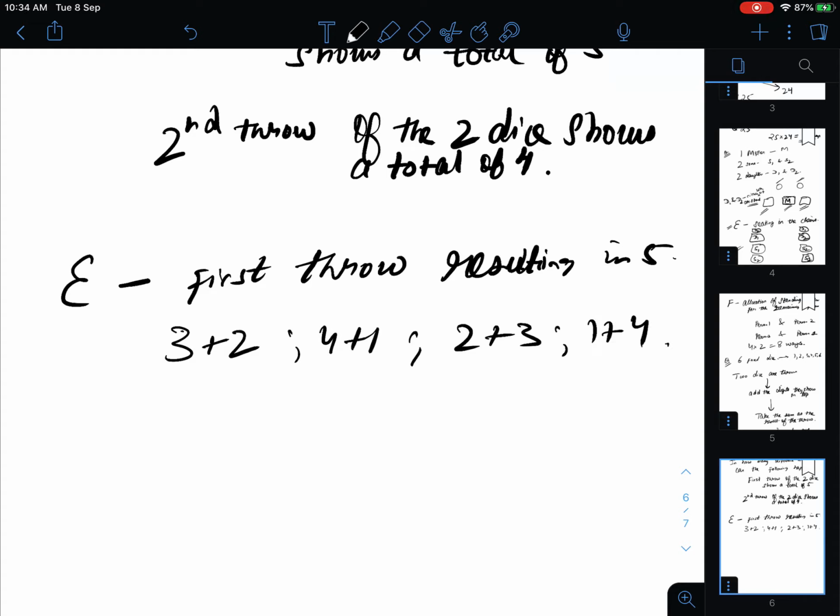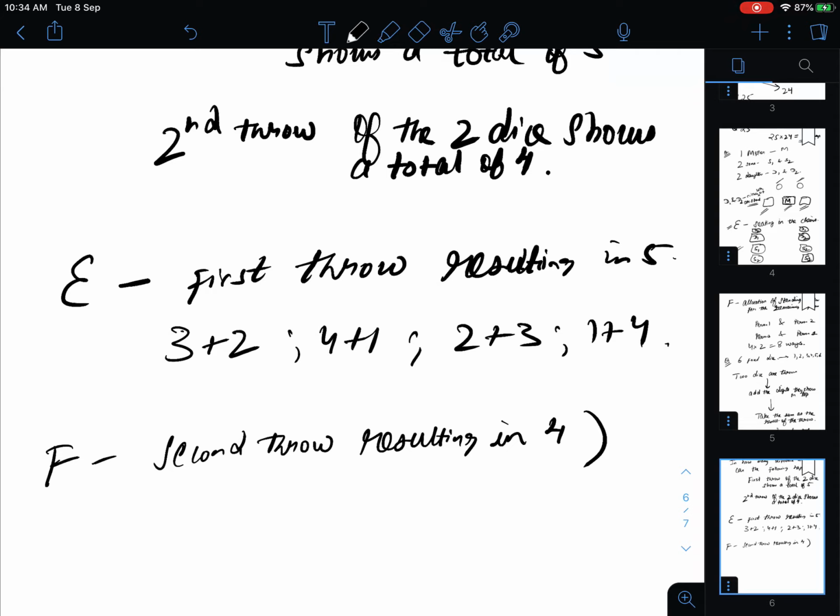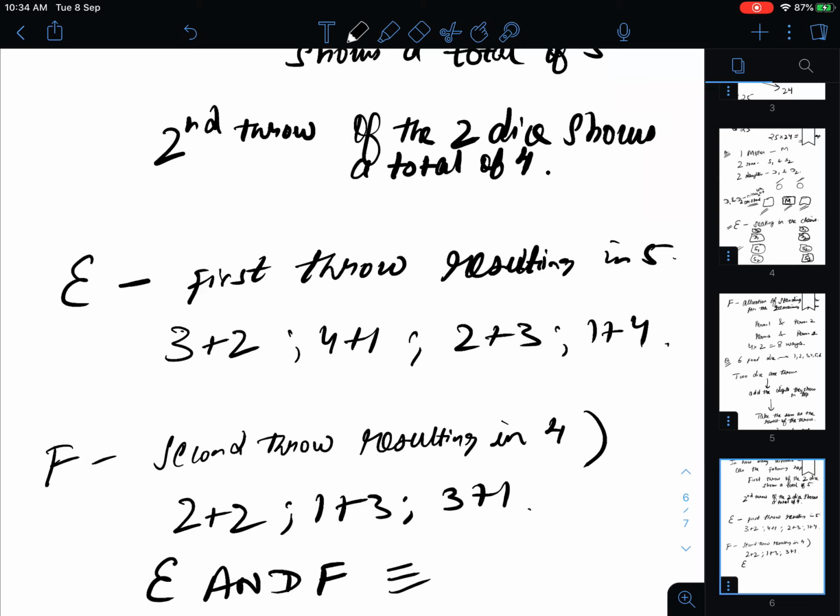Okay, and let's say event F is the second throw resulting in 4. This can happen in 3 ways, and those 3 ways are 2 plus 2, 1 plus 3 and 3 plus 1. Okay, now the two events together can happen in, again by the counting principle, E and F can happen in 4 into 3 equal to 12 ways.